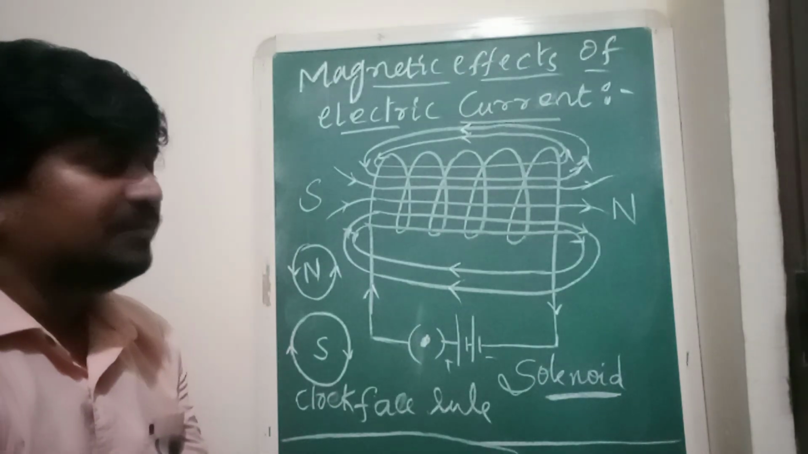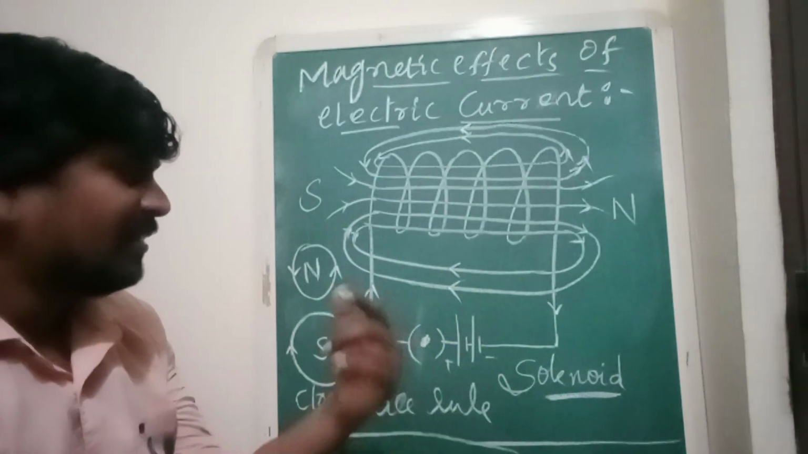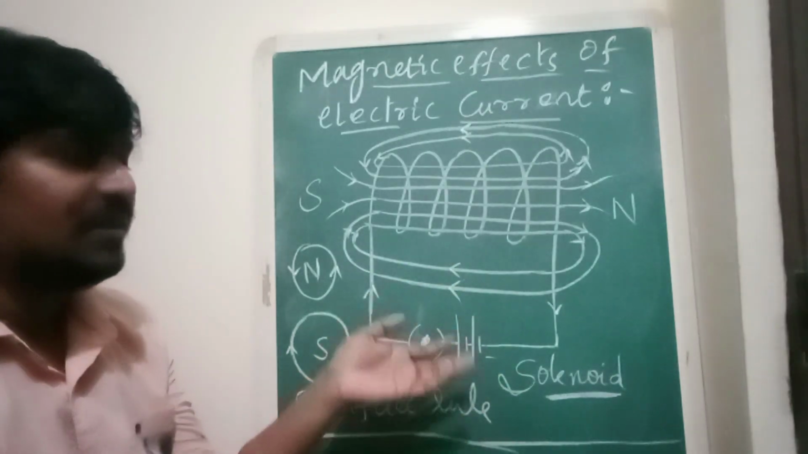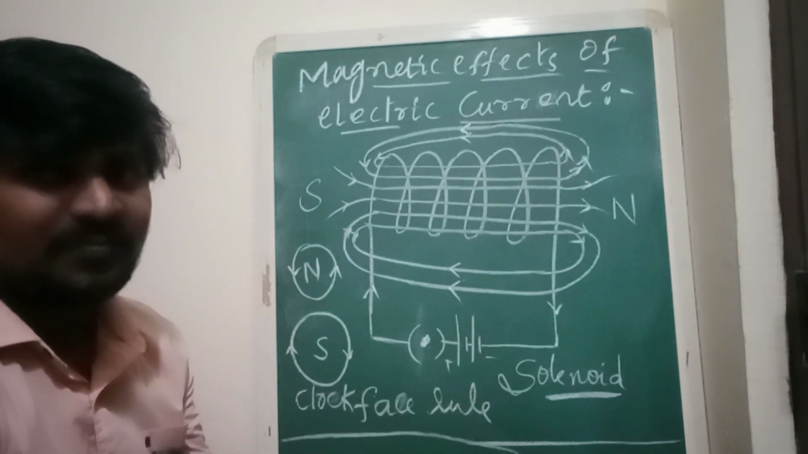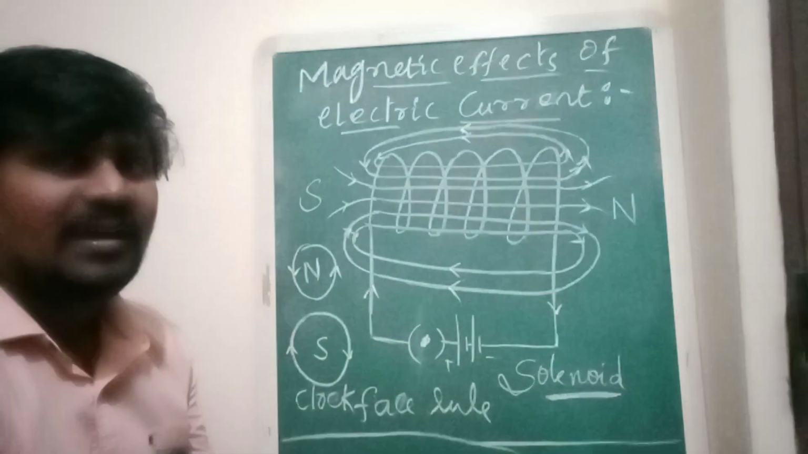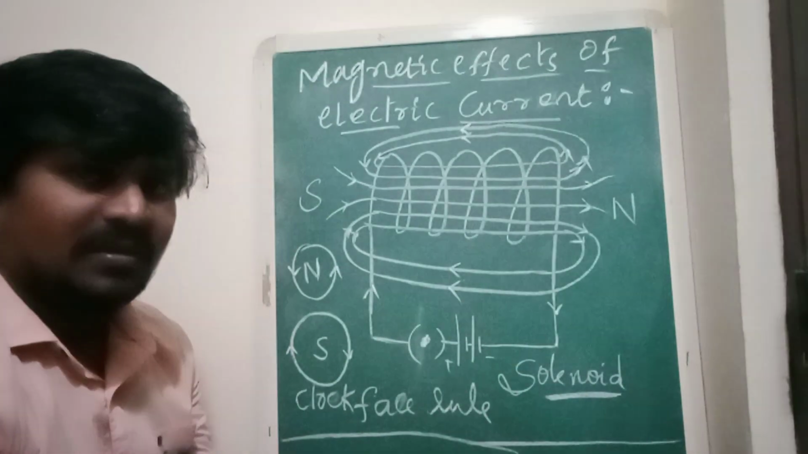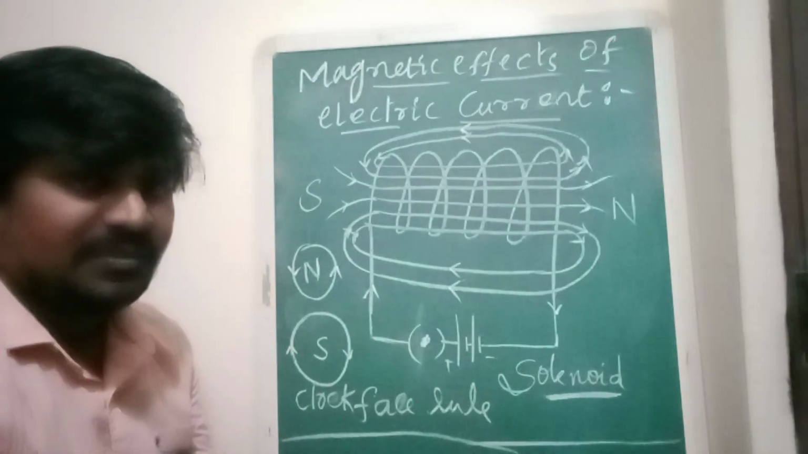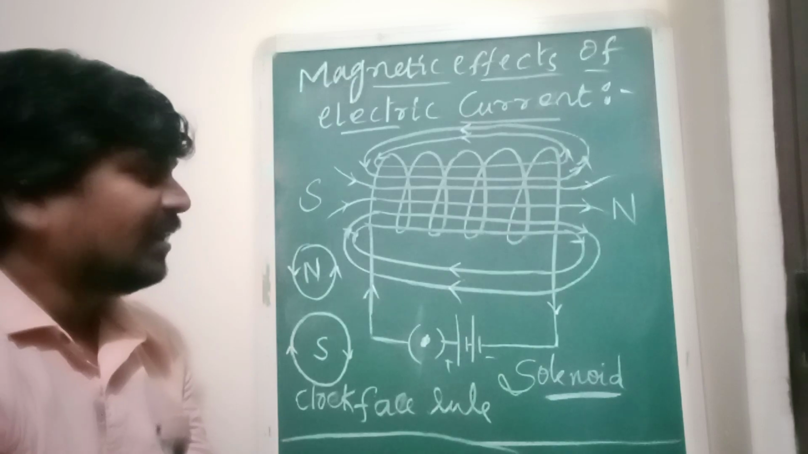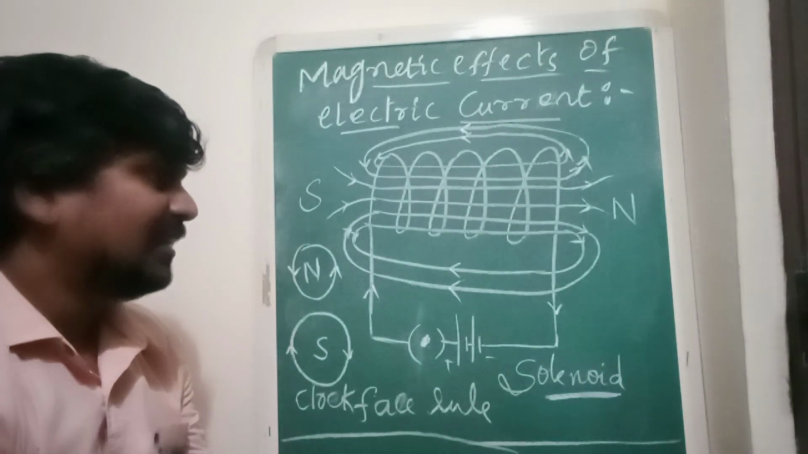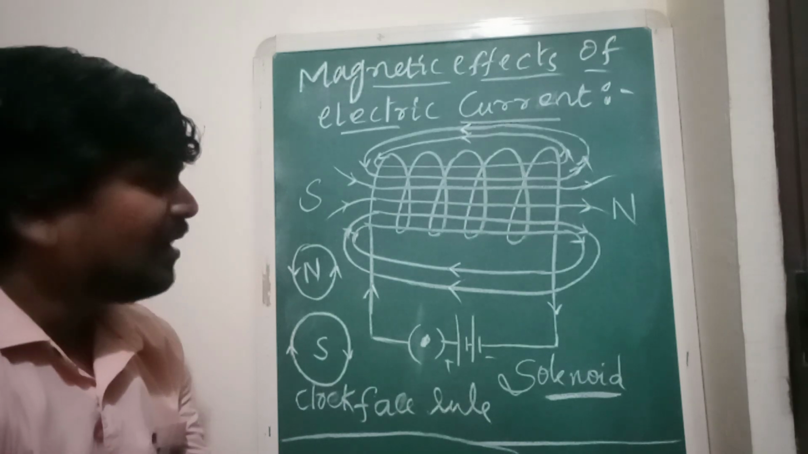The advantage here is that whenever we want, we can magnetize by connecting the circuit, and whenever we don't want, we can demagnetize. Whenever we are not using it, we can demagnetize. These electromagnets are very useful in industries. Many applications are there in industry and even in medicine.